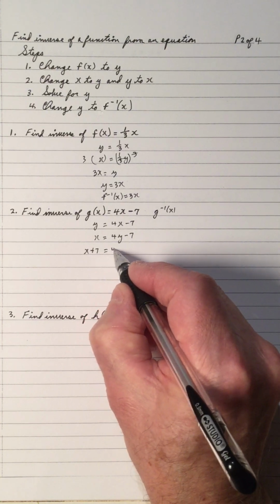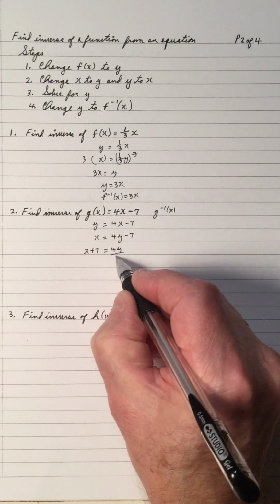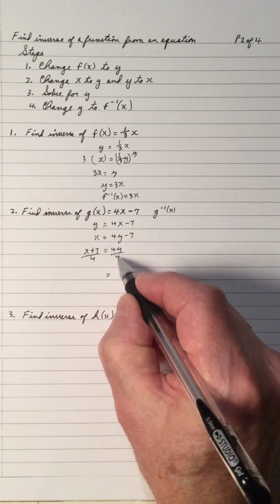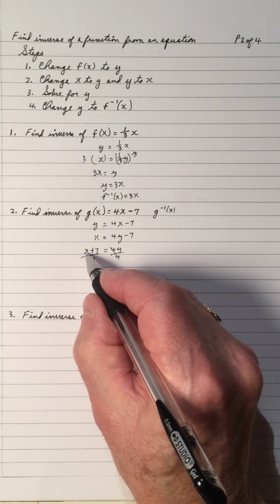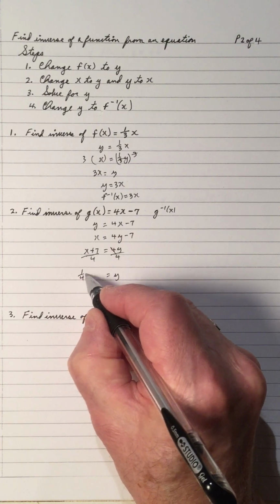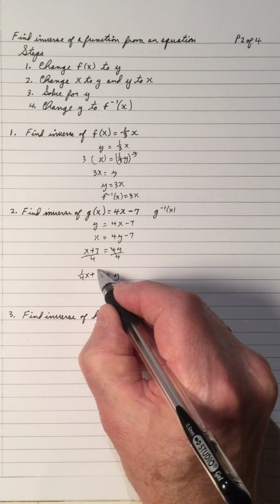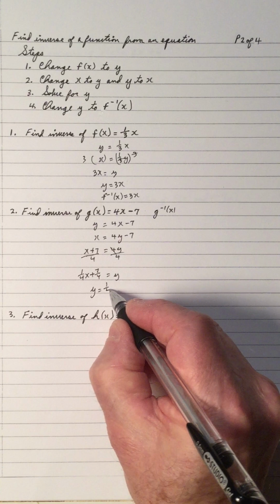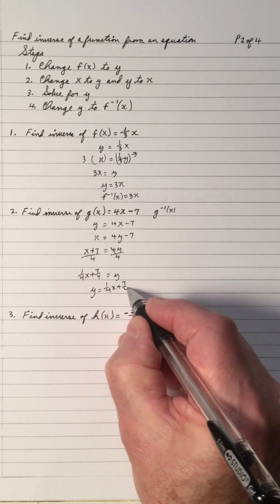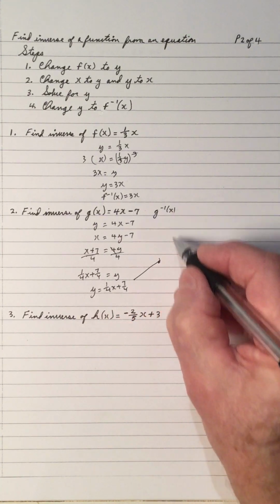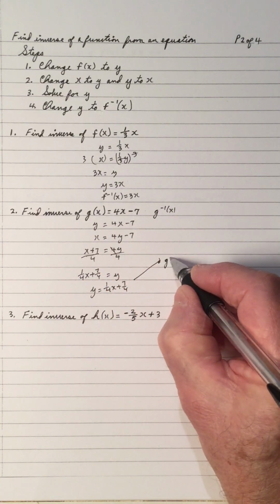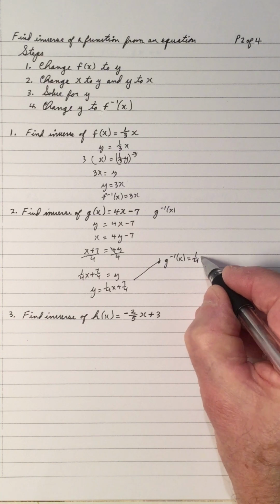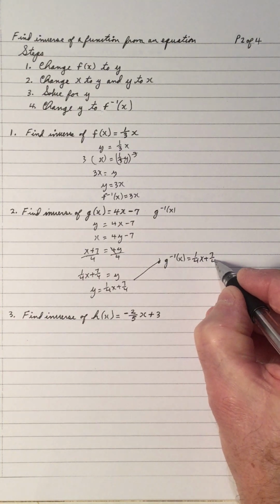So I can say x plus 7 equals 4y. Then I divide by 4. And the 4s cancel, y equals x divided by 4 is 1/4 x. 7 divided by 4 is 7/4. So that's the same as y equals 1/4 x plus 7/4. And it's g because this is g. So g to the negative 1 of x, that's its inverse, is 1/4 x plus 7/4.